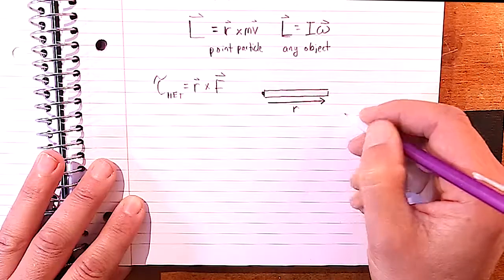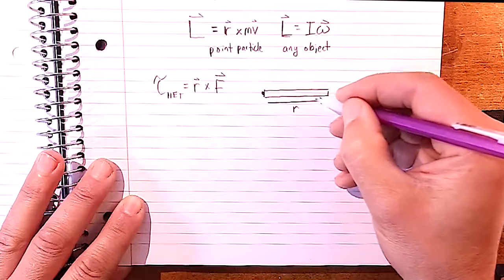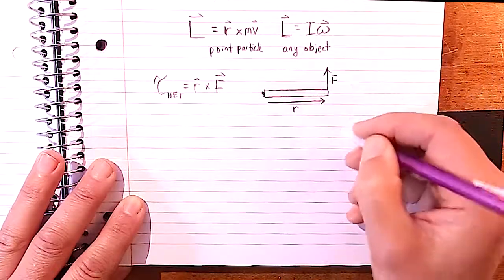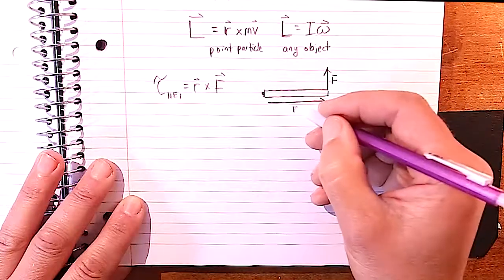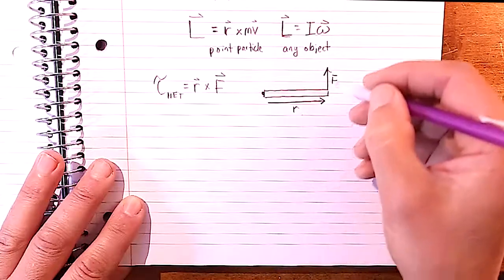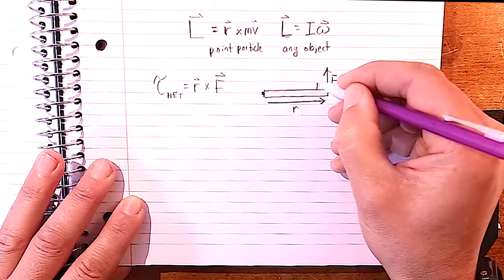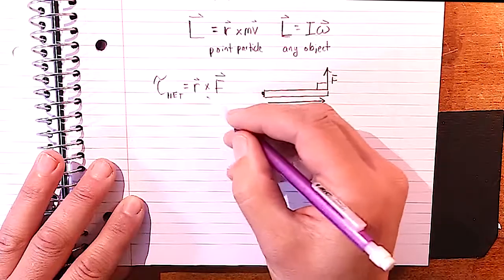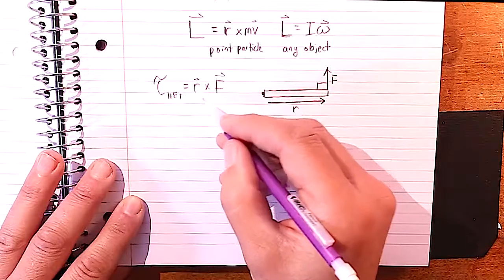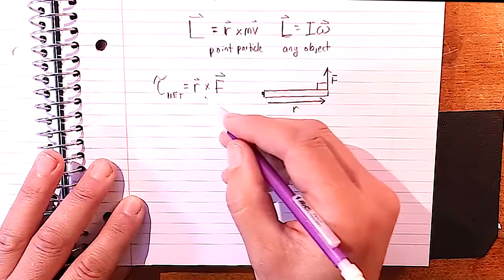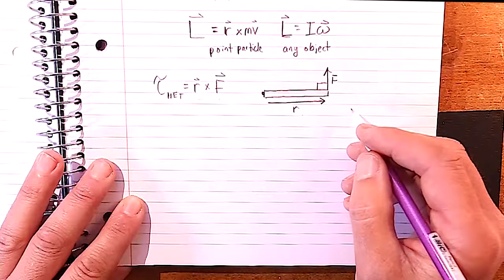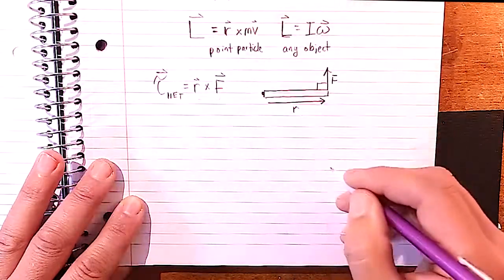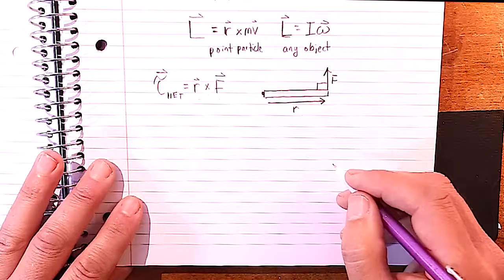So we have our radius r, which extends from the axis of rotation out to the force. So here's our force. Now, the torque is this value r times the force that's at 90 degrees. That's what a cross product is. The cross product is the two values multiplied by each other that are at right angles to each other. But there's an added part because this is a vector. So that means that it has a direction.